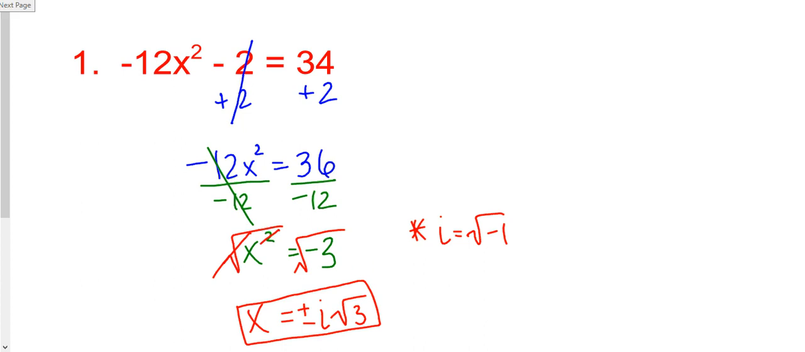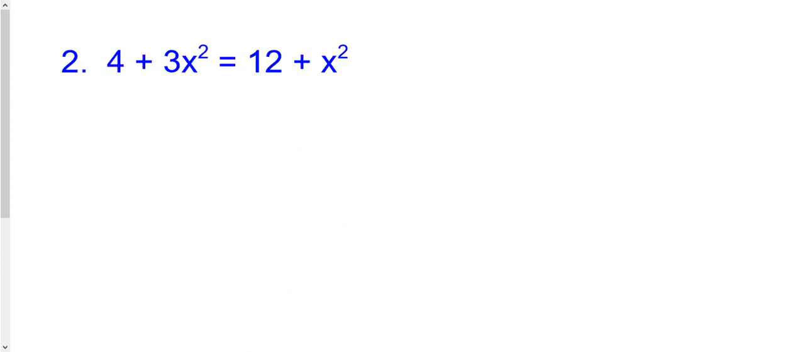Couple more examples left for 3.2. Let's go ahead and look at number 2. Number 2 is 4 plus 3x squared equals 12 plus x squared. And I'm going to start by combining my x squareds together. I have x squared on both sides. I don't want that. I'm going to move them together.